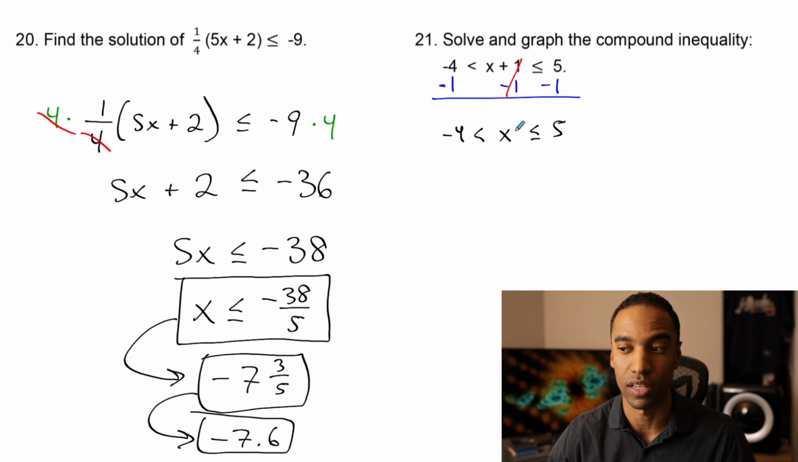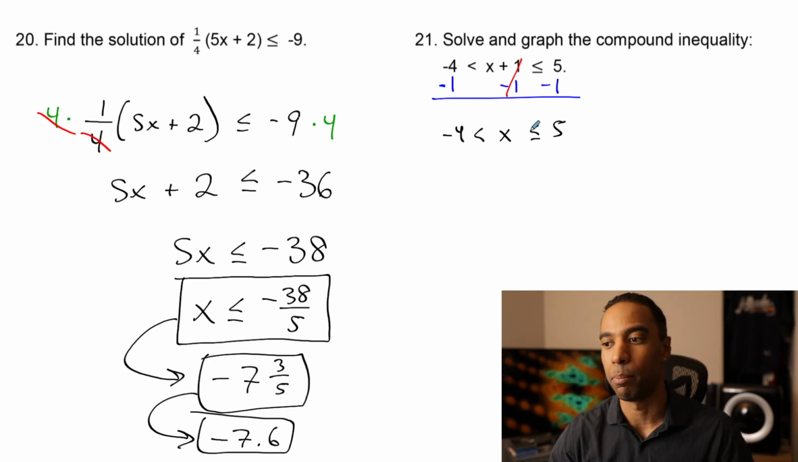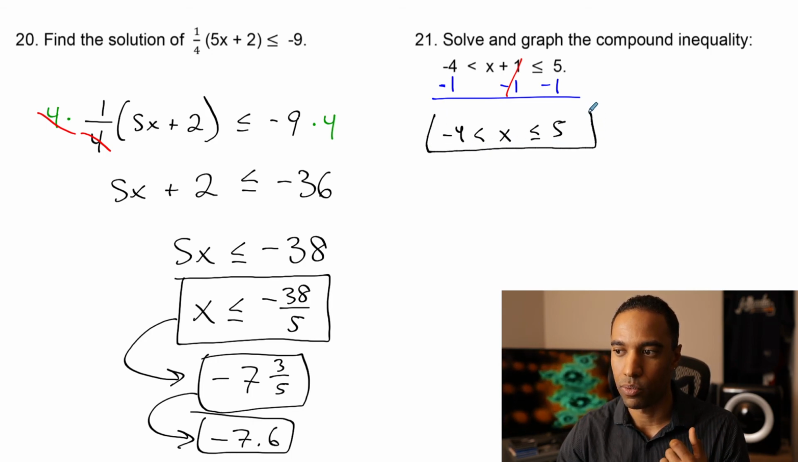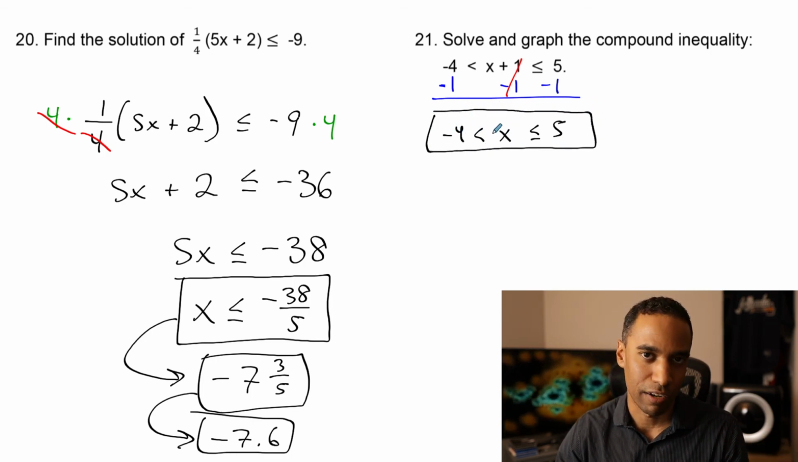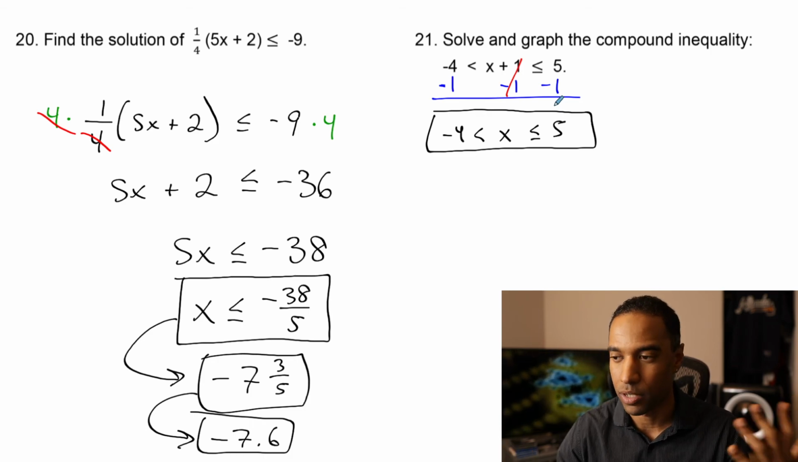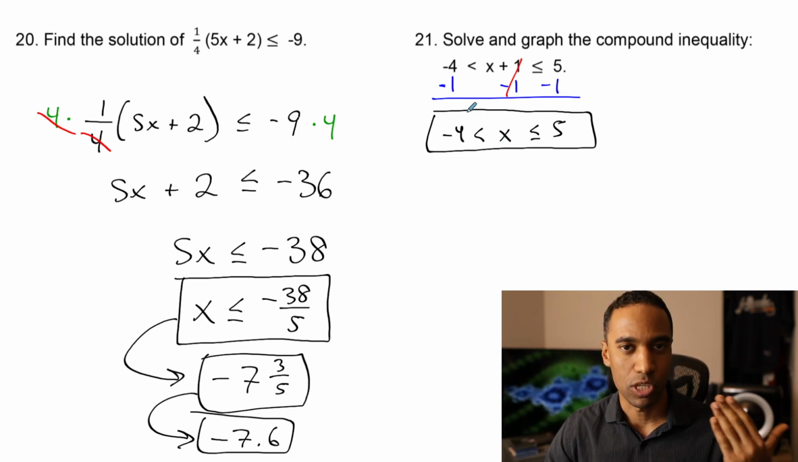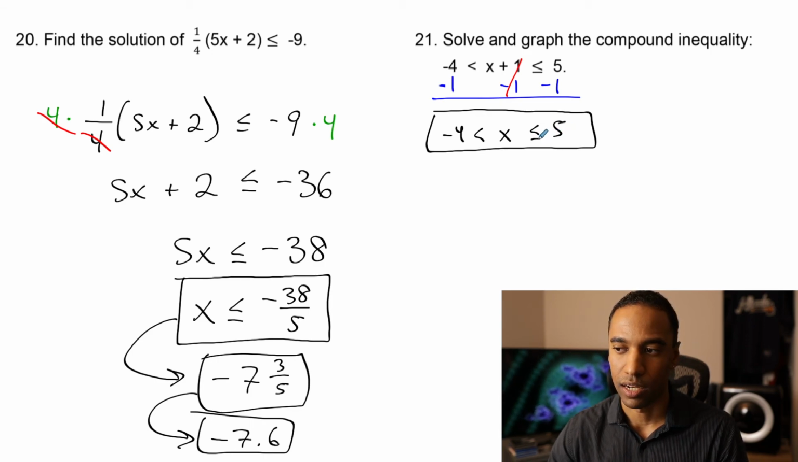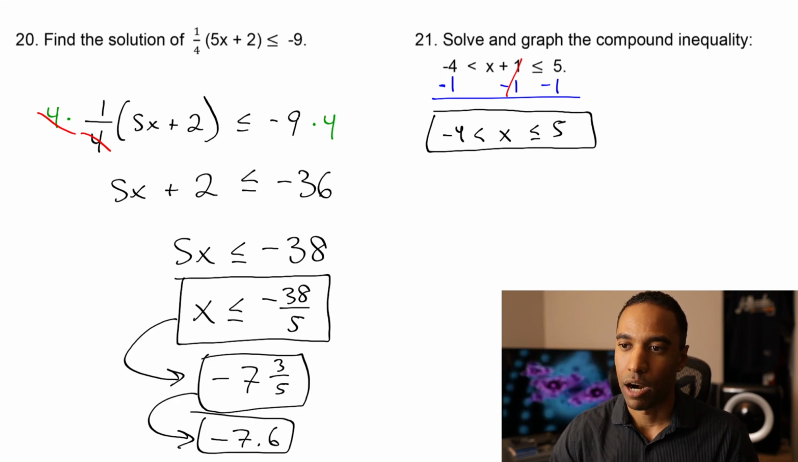Remember, if we read this right to left, x is greater than -4, but less than or equal to 5. The way I like to say it as this compound inequality right here is, some people say -4 is less than x, which is less than or equal to 5. That works. I say x is in between -4 and 5. 5 is included in my solution set. -4 is excluded.